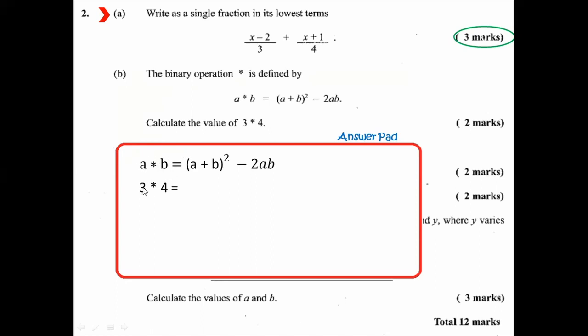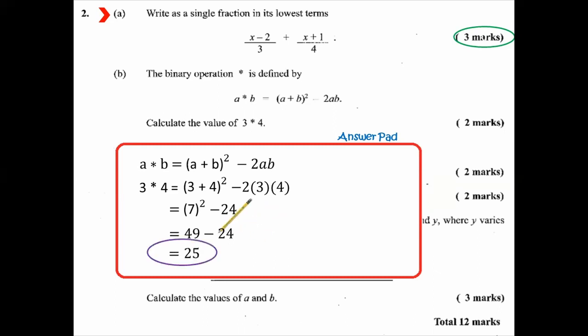What we're looking for is what corresponds to these variables. So A asterisk B, if we have 3 asterisk 4, then the A corresponds to the 3 and the B corresponds to the 4. So in this expression here, everywhere you see the A value, you put in 3 and B 4. So we end up with 3 plus 4 squared minus 2 times 3 times 4. 3 plus 4 is 7 squared. And then 2 times 3 times 4 will give us 24. Simplify further: 7 squared, 49 minus 24. And then our answer is 25.